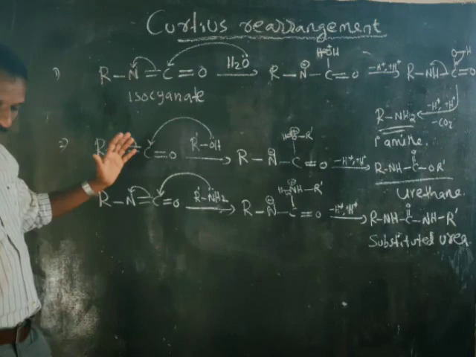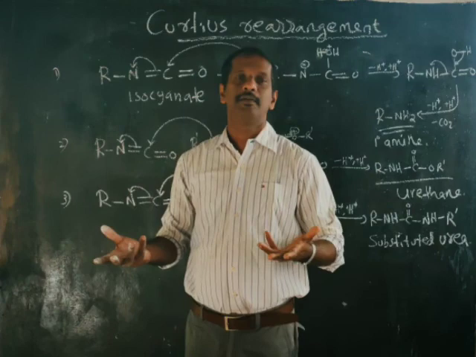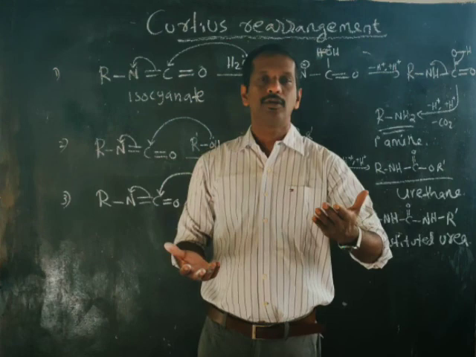Therefore, rearrangements like Hoffman rearrangement or Curtius rearrangement are also important. So that's all about the Curtius rearrangement. In a very simple way, what is Curtius rearrangement? When acid azide is heated, it undergoes decomposition with the elimination of a nitrogen molecule, and it changes into isocyanate. This rearrangement is known as Curtius rearrangement. And thank you.